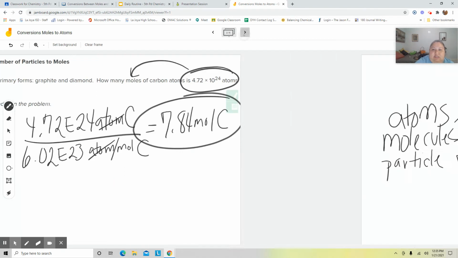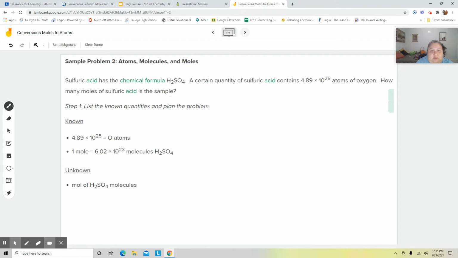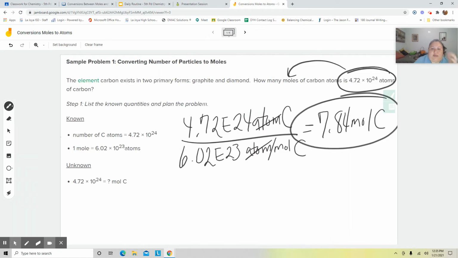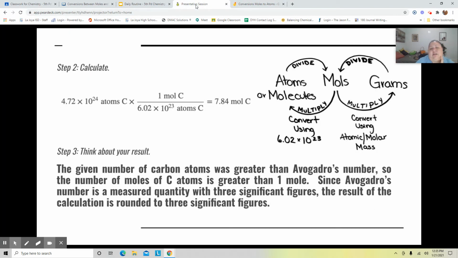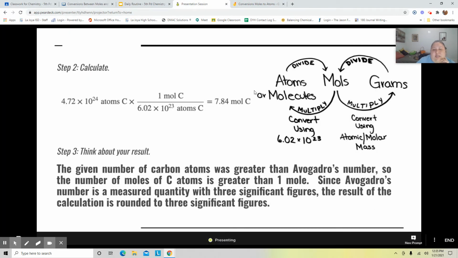All right. So that's the answer for the first one, and you can see the answer right here. Oh, I guess I didn't put it. It's on Pear Deck. Let's go back to Pear Deck. The answer's here. 7.84, just like we got it. Everybody see it right here? 7.84 moles of carbon. Same thing that we got.